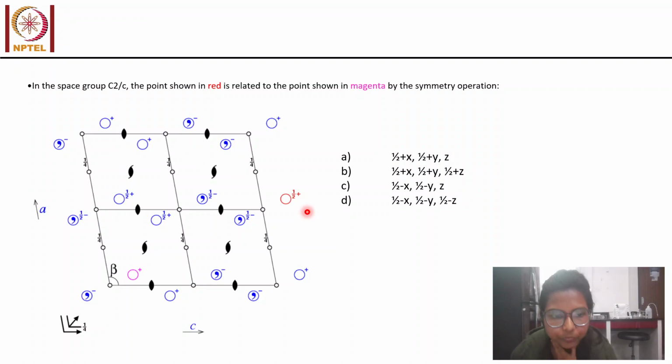Okay. So this was a very interesting question, because there may be many extra things given, but you just have to focus on the question. What is the relation between this red point and this pink color point? So the relation between these two is very easy, right? You don't have to look at the other things.